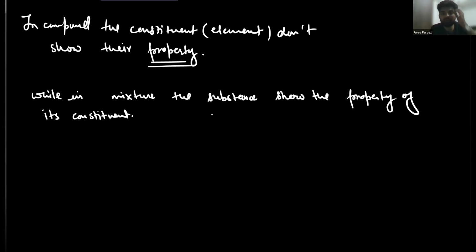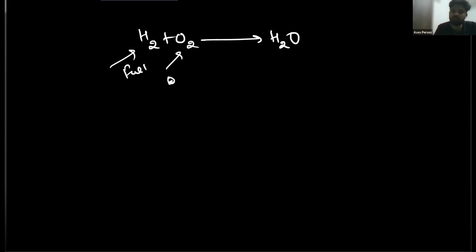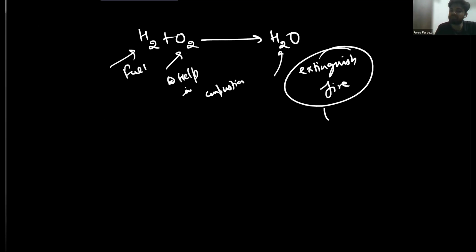Let me explain this one more time. In a compound, the constituents, meaning elements, do not show their properties. For example, water is made up of what? Hydrogen and oxygen. Do you see that hydrogen is a fuel and oxygen helps in combustion? Yet water extinguishes fire. It is a non-combustible substance. You understood?